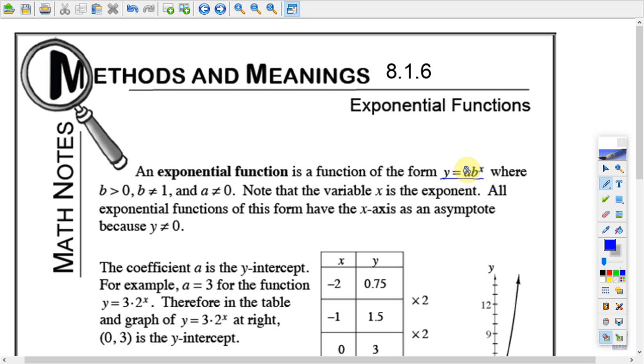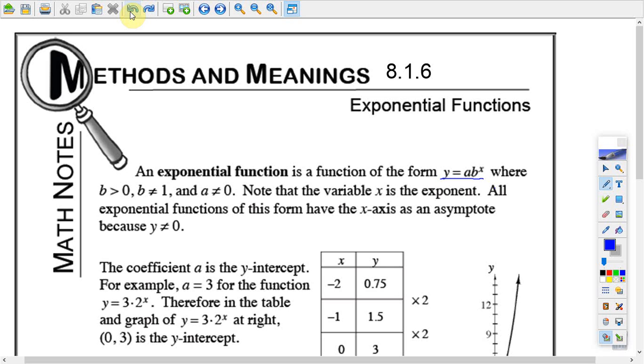If your b equaled 1, well, you'd be raising 1 to some power, and that would always be 1, because 1 times 1 is 1, and 1 times 1 times 1 is 1. So then that would just give you your a value. So we put a couple little restrictions on there, but they're not too hard to remember.